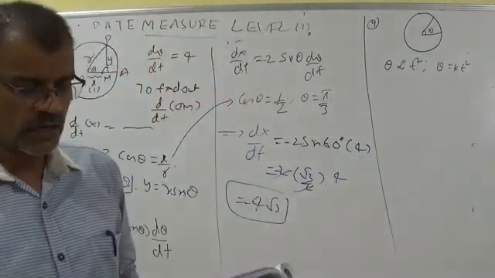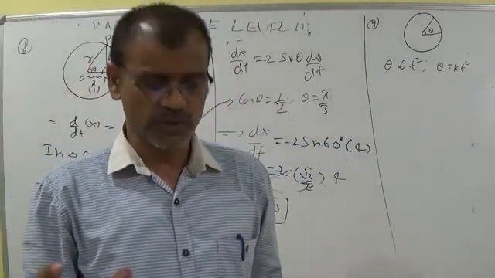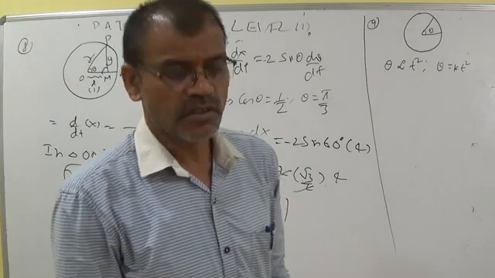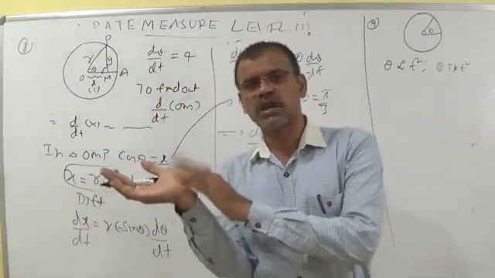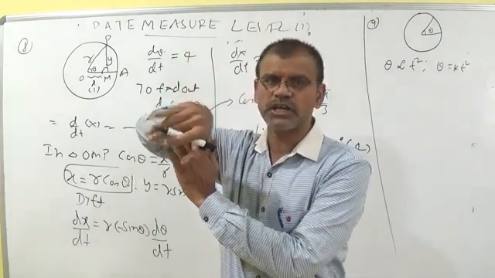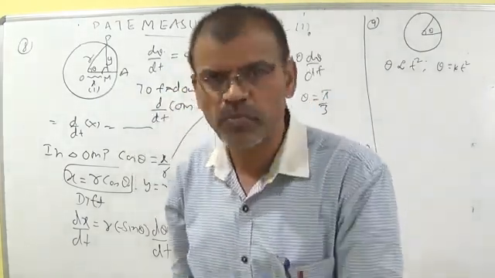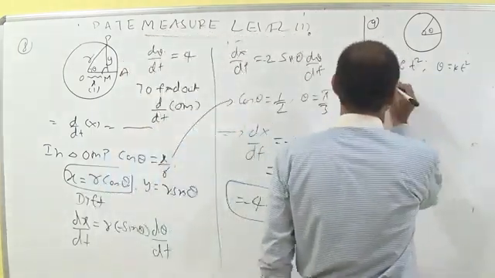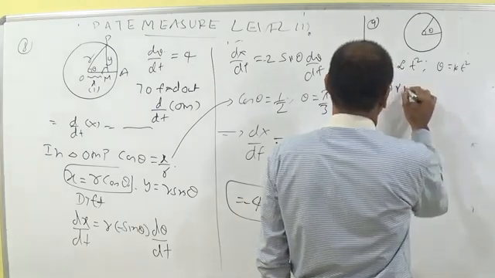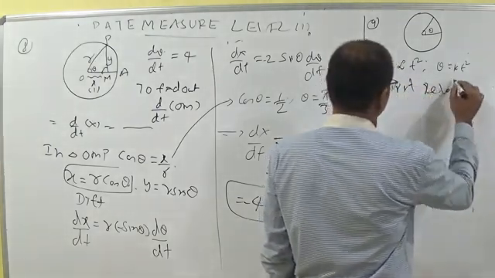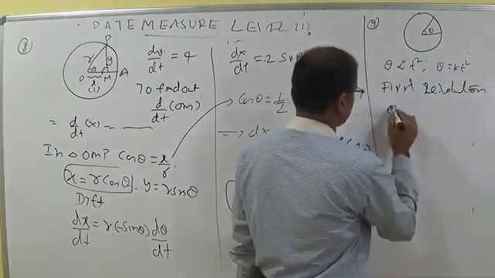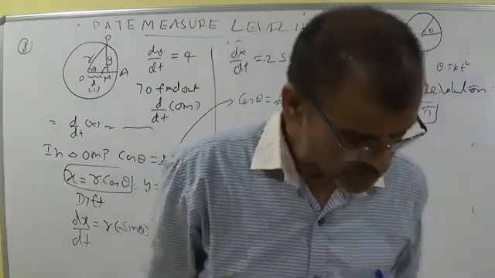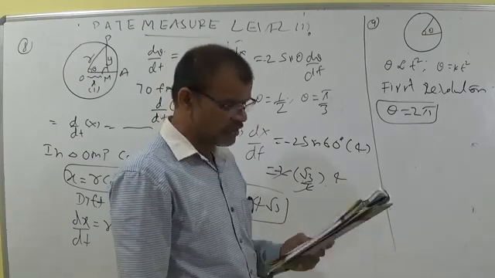Now, whatever data he gave: proportional to the square of time, the first revolution was performed by the wheel in 8 seconds. Revolution means if a particle starts from rest and completes the full rotation of 360 degrees or 2 pi radians, it is called a revolution. First revolution means theta is equal to 2 pi. He said that the first revolution is completed in how many seconds?